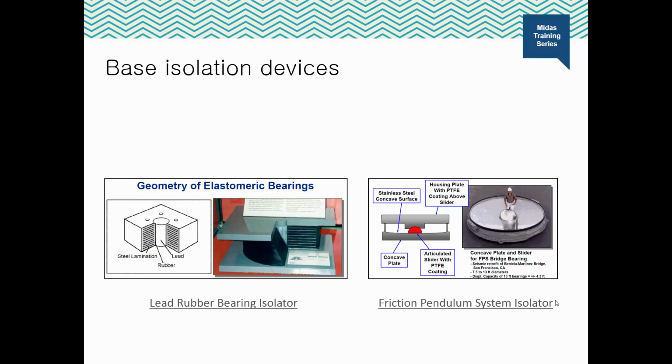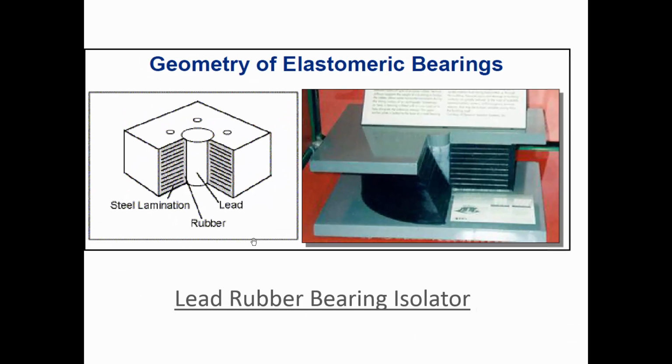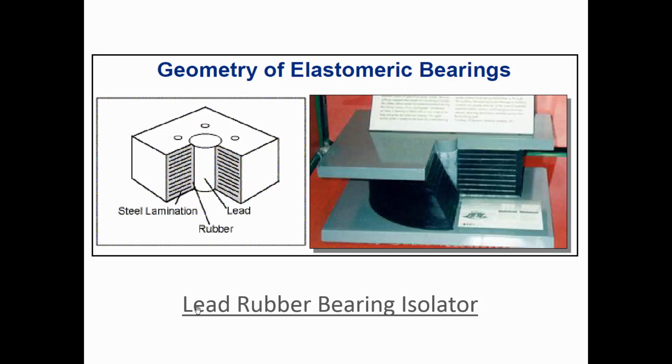Lead rubber base isolator consists of rubber layers with steel laminated layers in between. So here we can see that for lead rubber bearing isolators, we have the layers of rubber with the steel lamination in between the layers. Also, there is a lead core, and hence the name lead rubber bearing is justified.